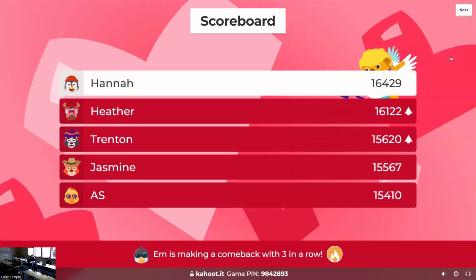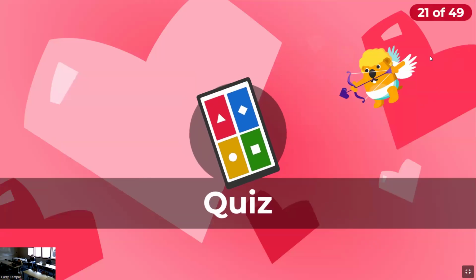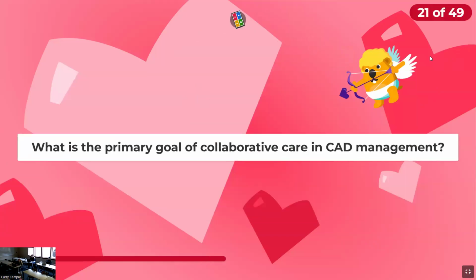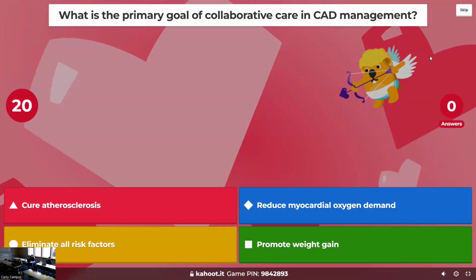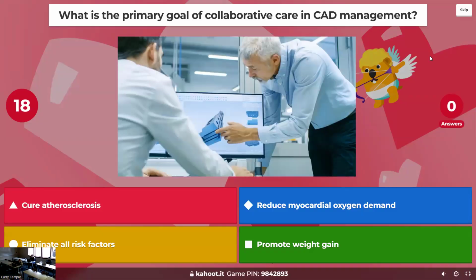All right, well, Heather's creeping up there. Okay. What is the primary goal of collaborative care and CAD management? And that one is eliminate all risk factors.